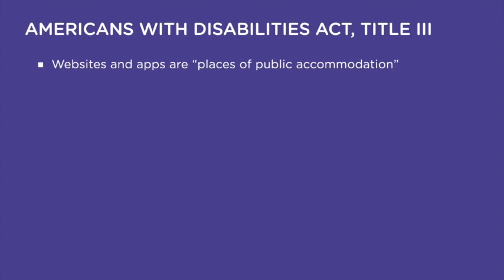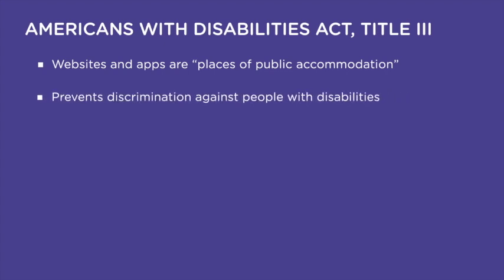Making your content accessible to all users is not just the right thing to do, it's required by law. In America, Title III of the Americans with Disabilities Act has been applied to digital content like websites and apps as places of public accommodation. In other words, creating inaccessible online content is like designing a new building without wheelchair ramps. It's considered discriminatory against people with disabilities and could leave your product subject to a costly lawsuit.